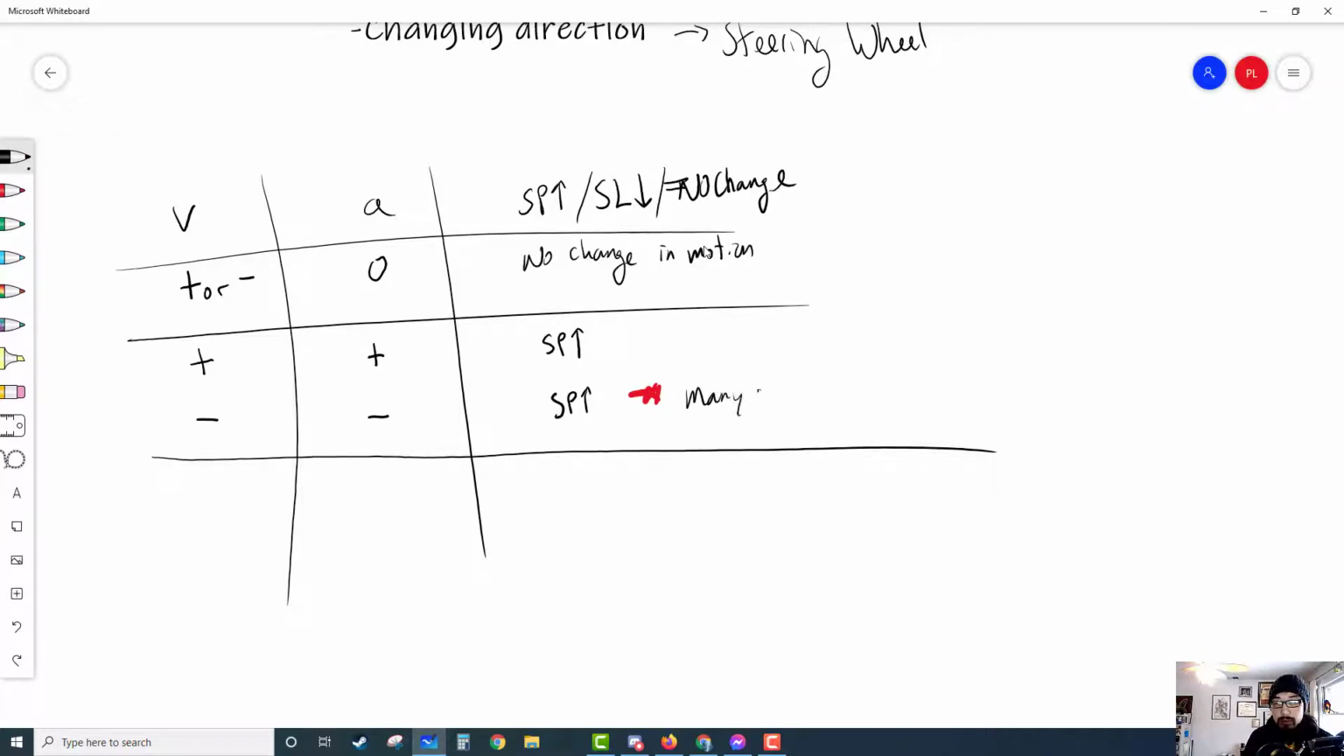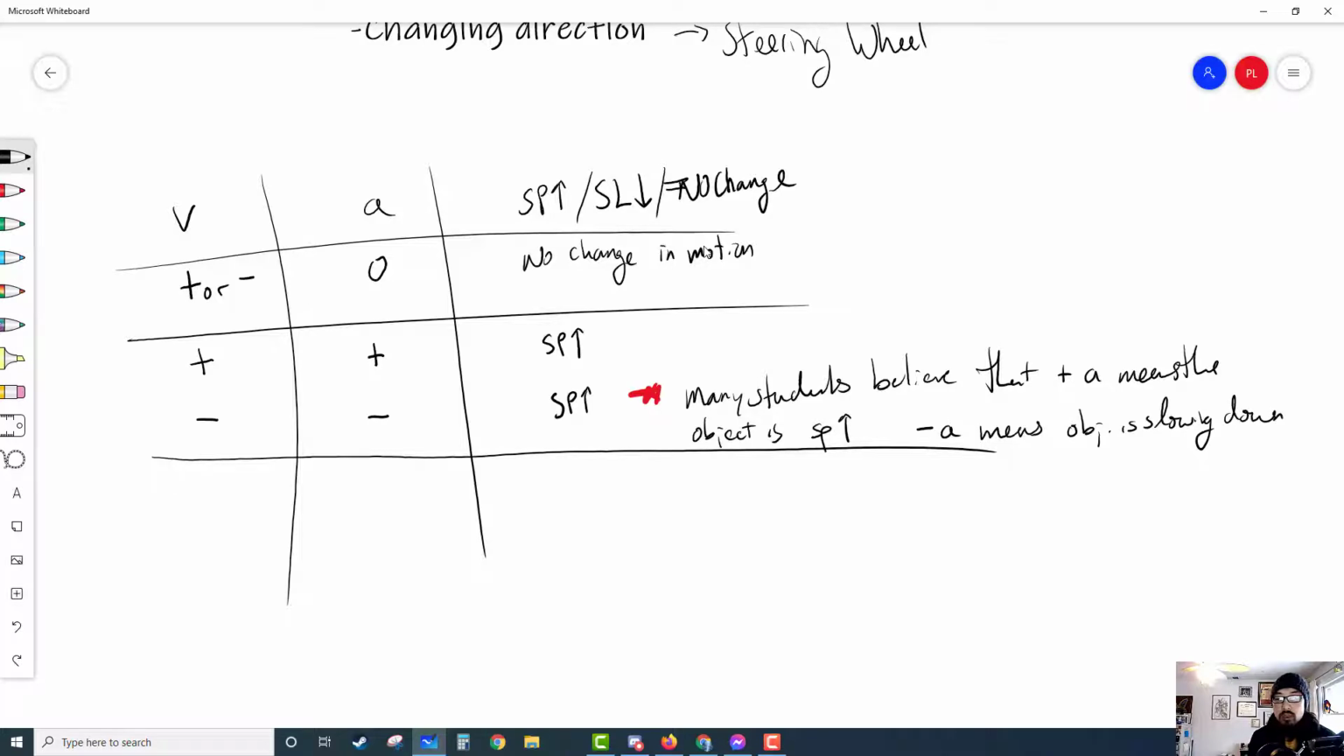Many students believe that positive acceleration means the object is speeding up. Okay. Many students also believe that a negative acceleration means the object is slowing down. All right, so that's a red flag. Many students believe that a positive acceleration means that the object is speeding up, and many students believe that a negative acceleration means that the object is slowing down. This is not true. This is a false statement.